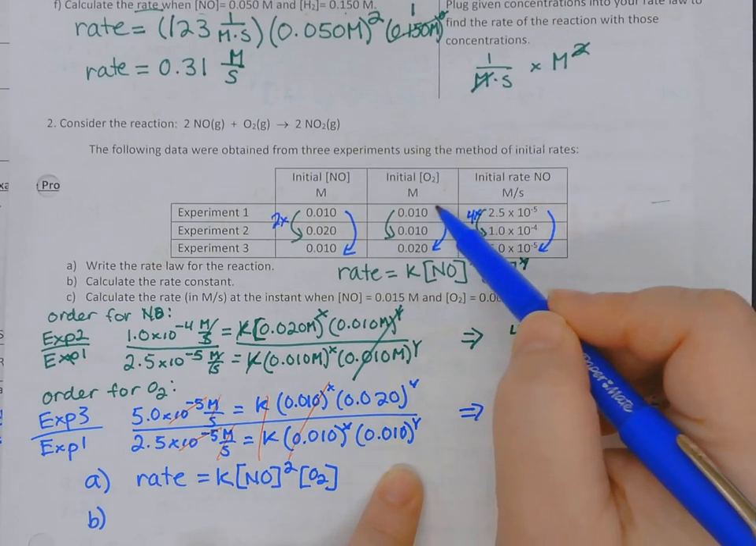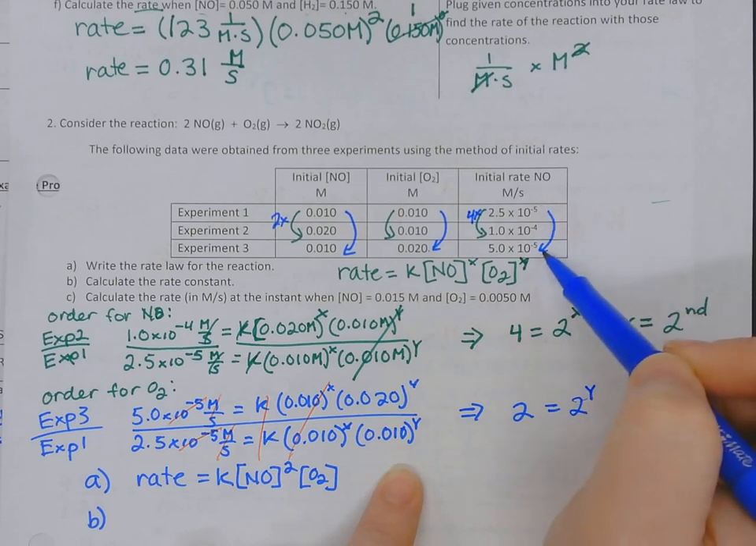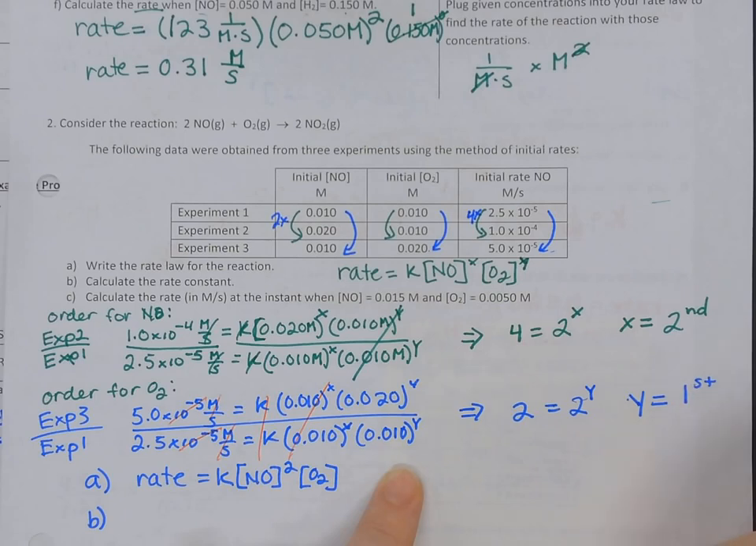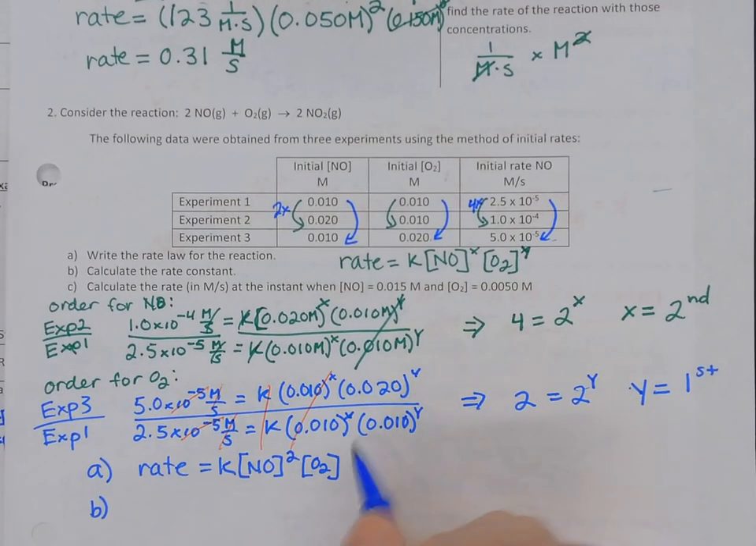If I did oxygen, when oxygen's concentration is doubled, the initial rate is 2 times faster when NO stays constant. So the reaction order is first for oxygen. So you could do it in sentences just like the other ones, whatever you're more comfortable with.